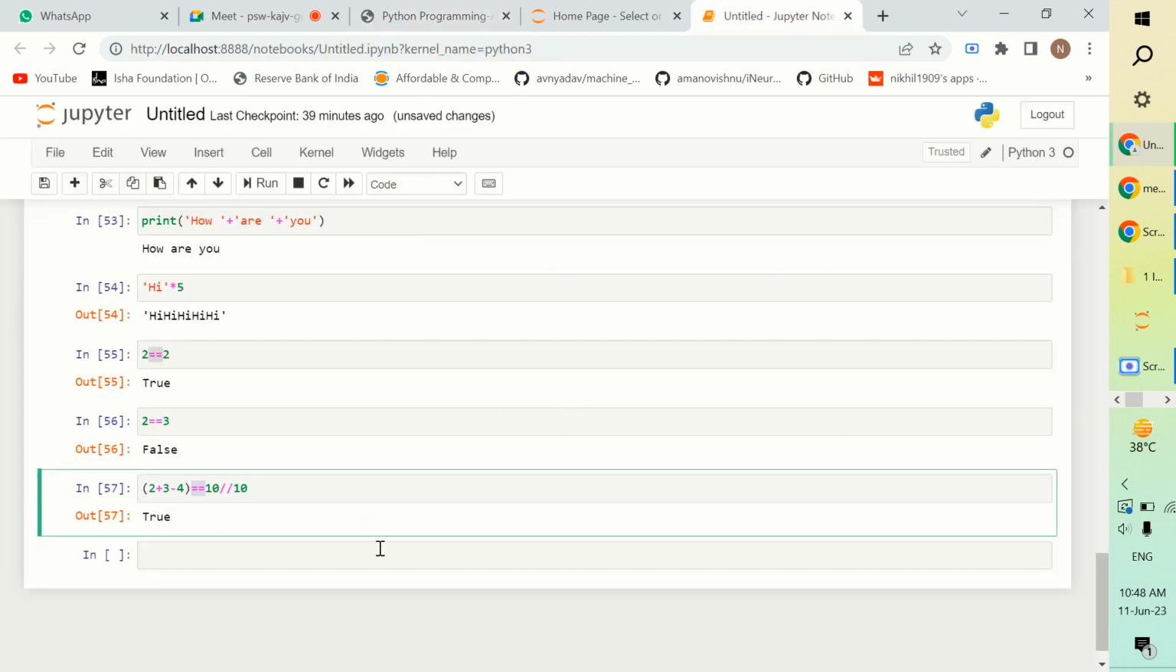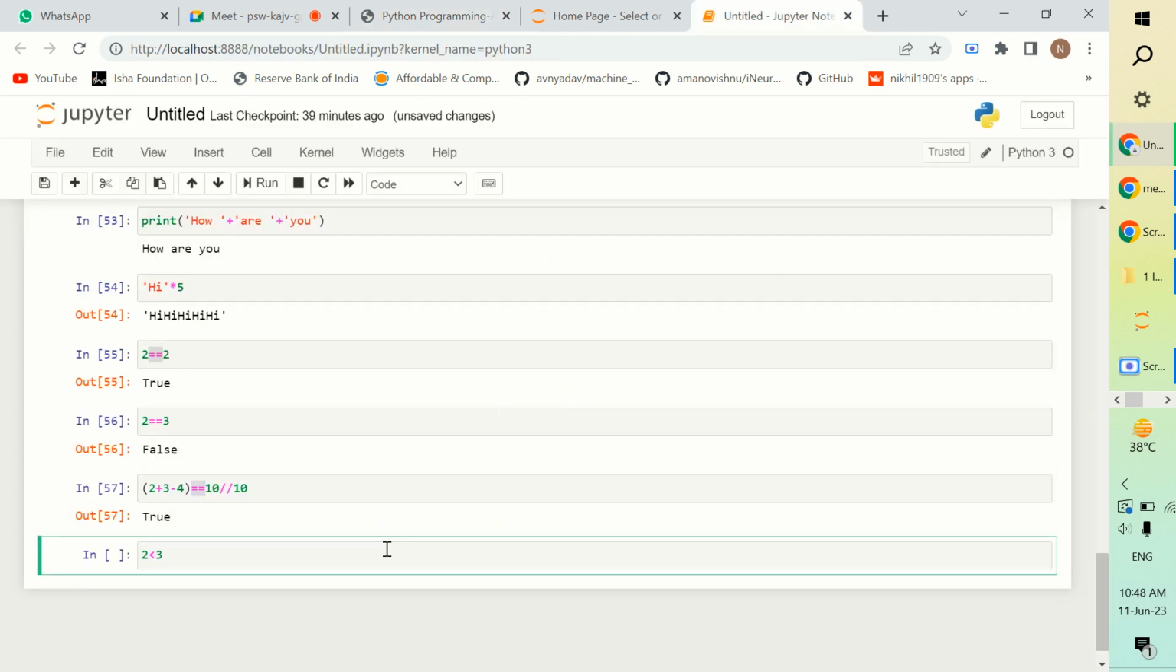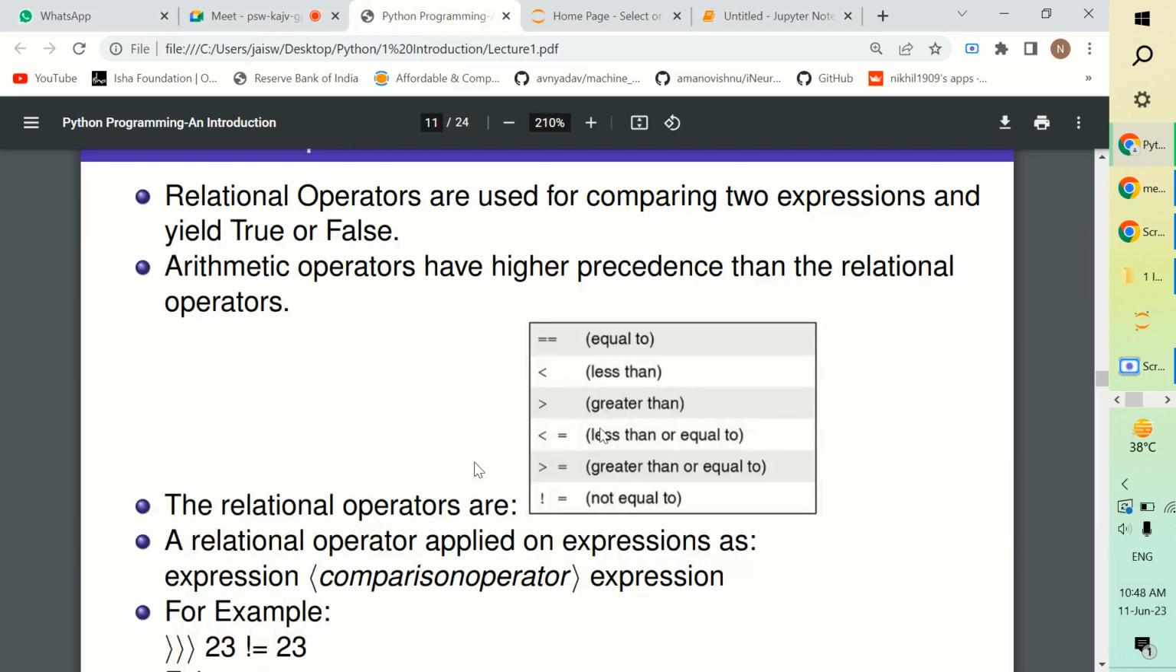Then we have less than. So 2 less than 3, 2 is actually less than 3, so this will give true. If I write 3 less than 2, this will give false because 3 is not less than 2. Okay? So all these relational operators give you the result in Boolean values. So what are Boolean values? This true and false are the Boolean values only. True and false are called the Boolean values, Boolean variables, or Boolean data types. Okay?